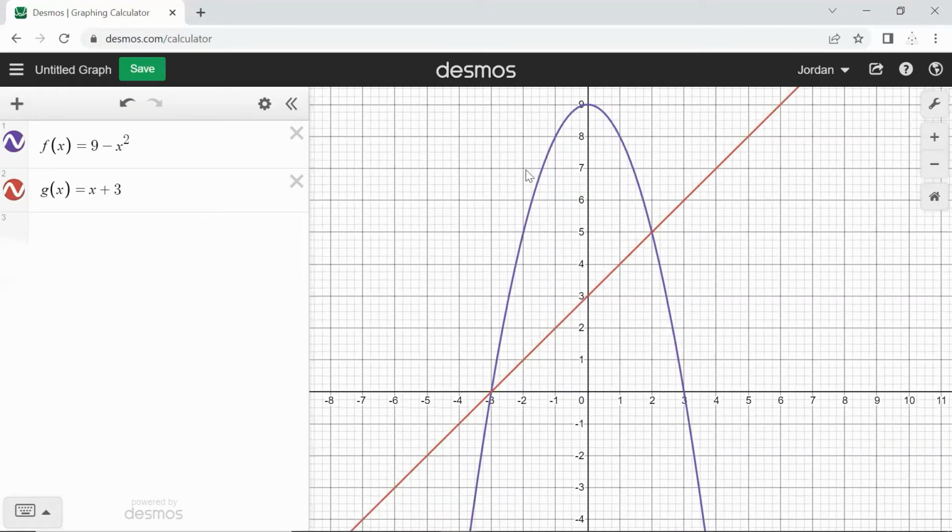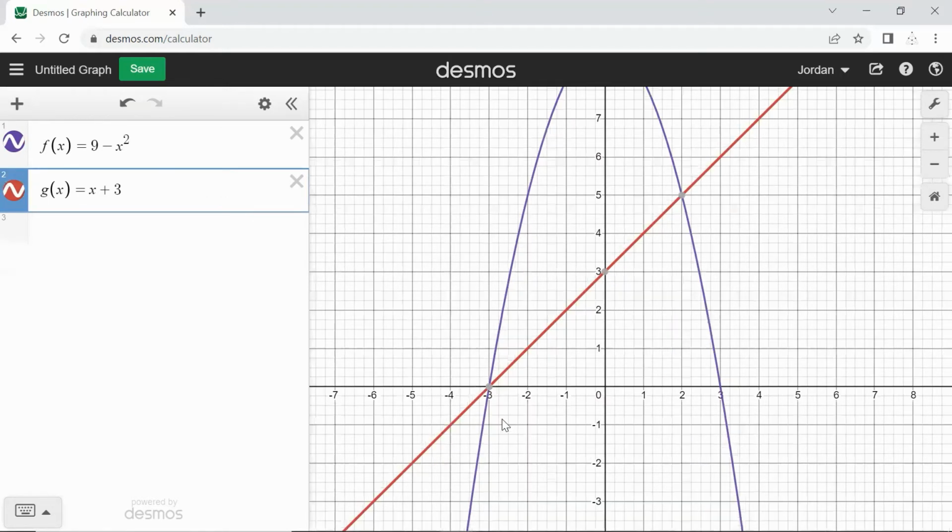So when I'm finding an area, I need to figure out which curve's on top. I know the f of x is on top in this situation. Which curve's on bottom? I know the g of x is on bottom in this situation. And then I need to find the starting and ending point of this region. That just takes figuring out the intersection points.